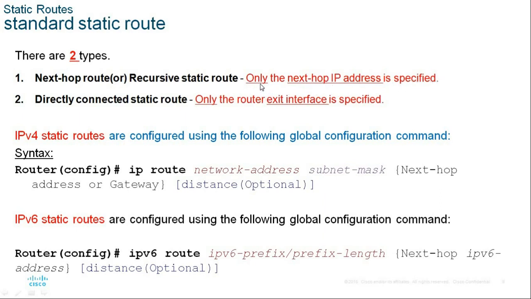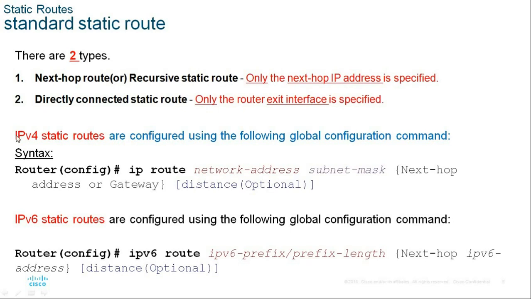So that is what I told you. The next hop means the next router's IP address, meaning the interface IP address. If you want to remember it easily, you can say gateway also. The next one is the directly connected static route. In a directly connected static route, only the router exit interface is specified. Now we are going to see the syntax for the first one, the next hop or recursive static route.